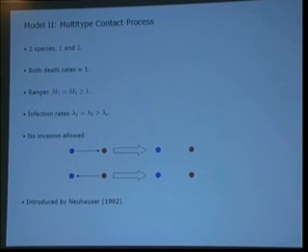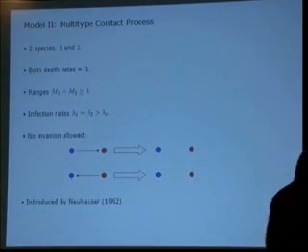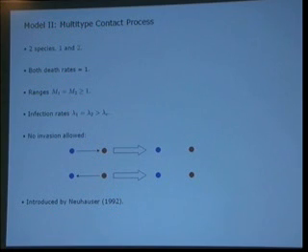Again, we have two types, blues and reds. Again, they have both equal death rates, equal ranges, and equal supercritical infection rates. But now it's completely symmetric. So no one is allowed to displace anyone else. The blues cannot displace the reds, and the reds cannot displace the blues. So this model was introduced by Claudia Neuhauser in 1992.